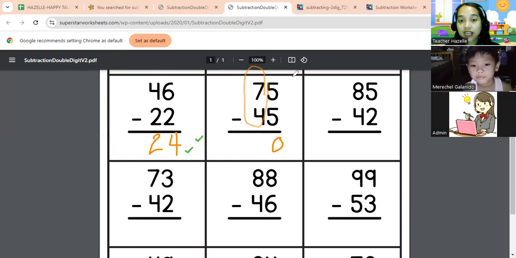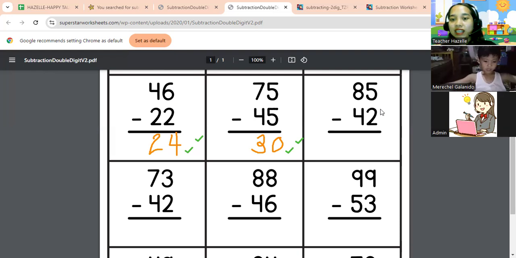3. Correct? Very good, Ivan. What is the final answer? 75 minus 45 equals? 30. Very good. Now let's have here 85 minus 42.